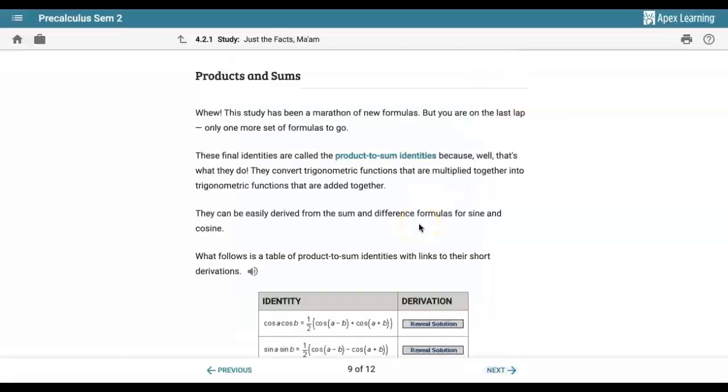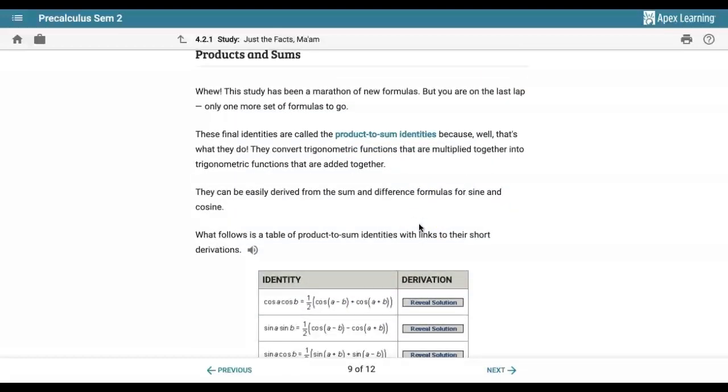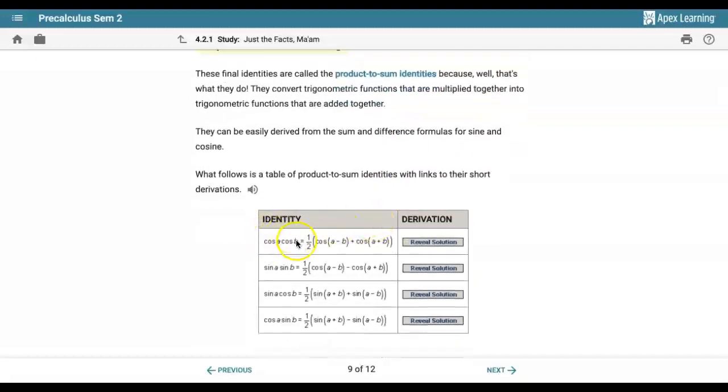I know it's been a lot. It's been a marathon of new formulas, but you're in the last lap. This final one is called product to sum identities, and the reason is that we go from having the product of two terms multiplied together to giving us a sum.